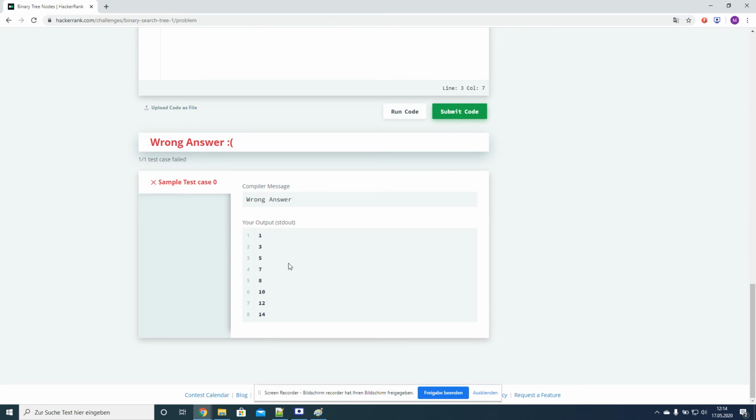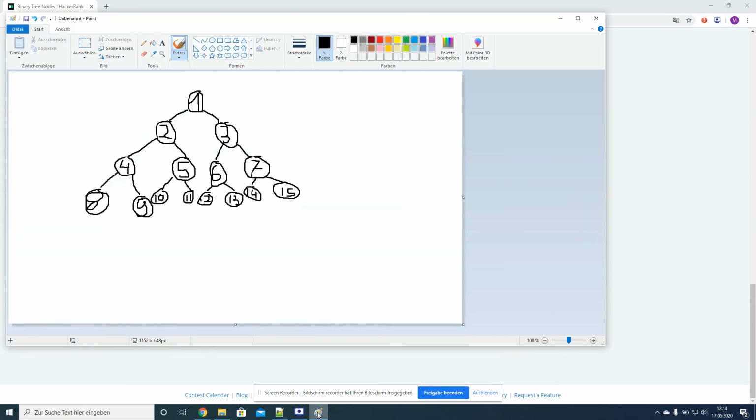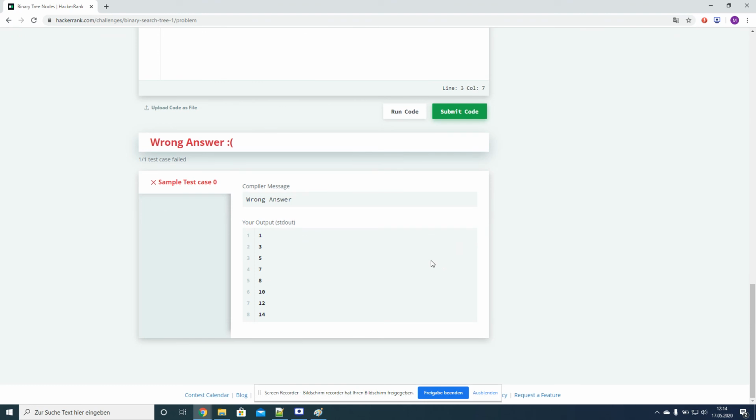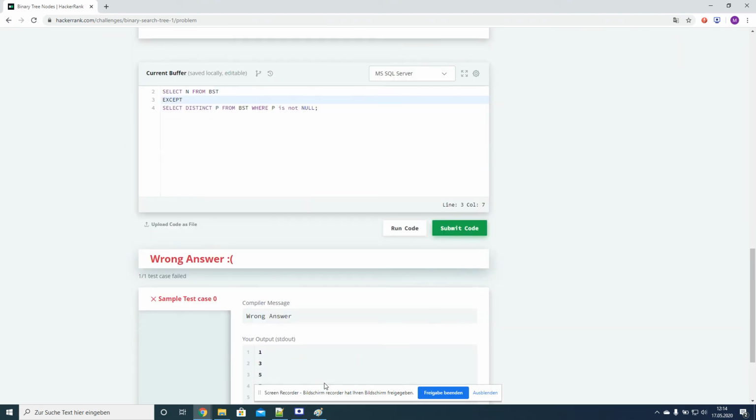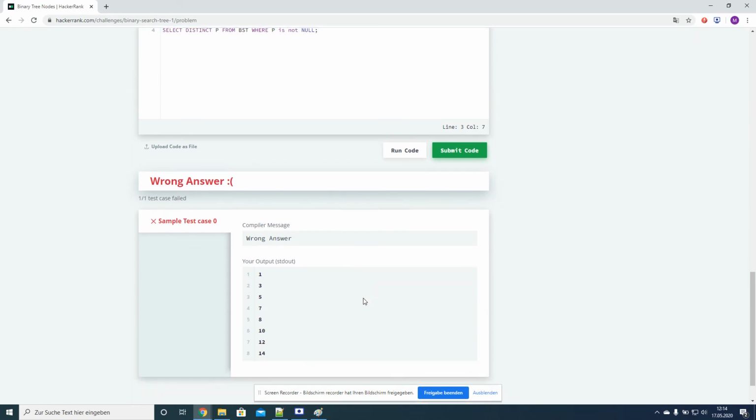Now we have 1, 3, 5, 7, 8, 10, 12, 14. 1, 2, 3, 4, 5, 6, 7, 8. 8 values. 2, 4, 6, 8. Yeah, we also have here 8 values on the bottom. So that looks about right. Now we got all the leaf values. That's good. We also know the root value.